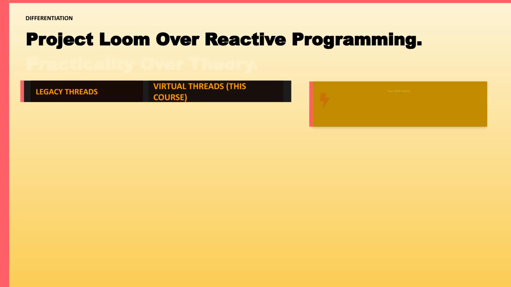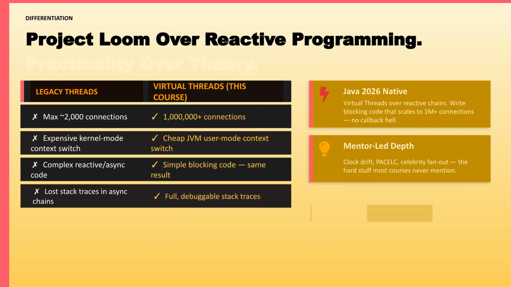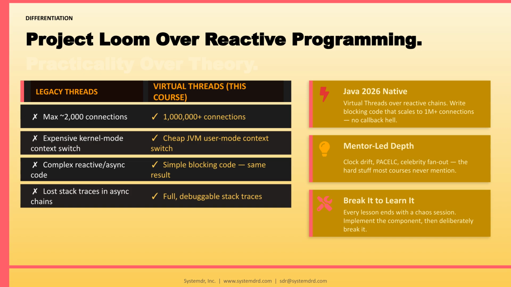We prioritize Project Loom over complex reactive programming for practicality. Virtual threads allow you to write simple blocking code that scales to millions of connections, offering debuggable stack traces, eliminating callback hell, and avoiding expensive kernel context switches. Our mentor-led depth covers advanced production topics, and you'll learn resilience by deliberately breaking your systems.